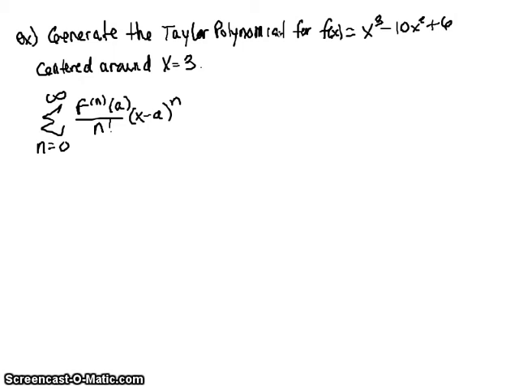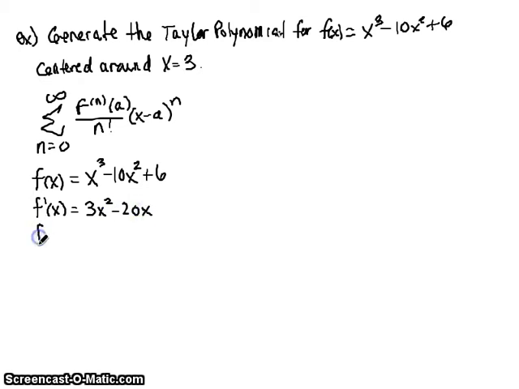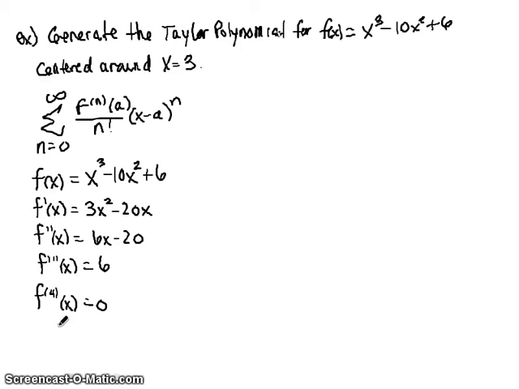So we have a polynomial to start with, so our derivatives will eventually turn into 0. Let's just see how many derivatives we need to take. We start off with f of x is x to the third minus 10x squared plus 6. Our first derivative is 3x squared minus 20x. Our second derivative is 6x minus 20. Our third derivative is 6. Our fourth derivative is 0, and then every derivative from then on is going to be 0.